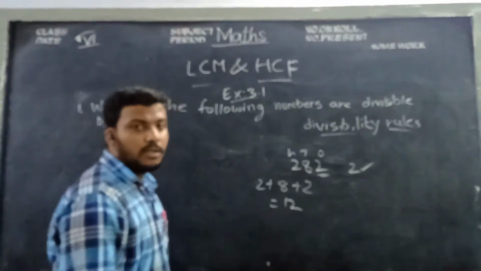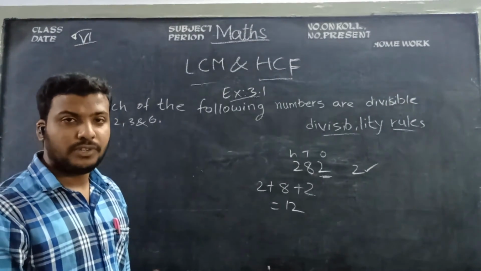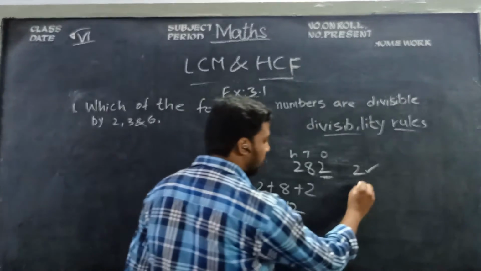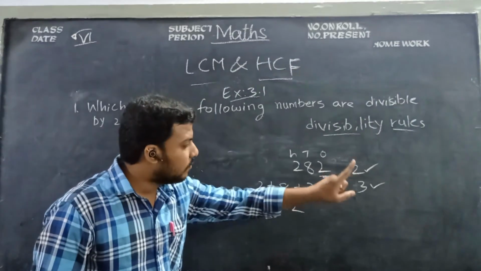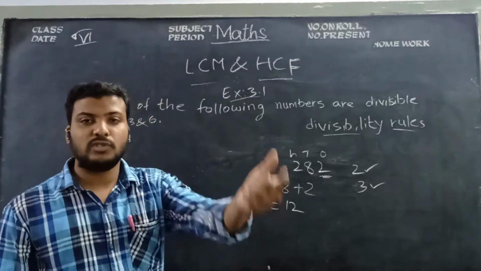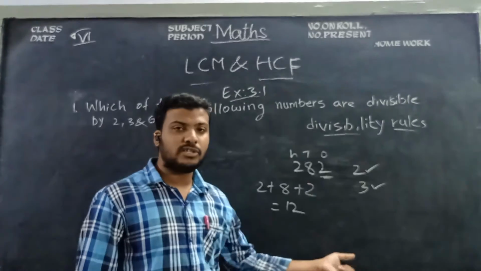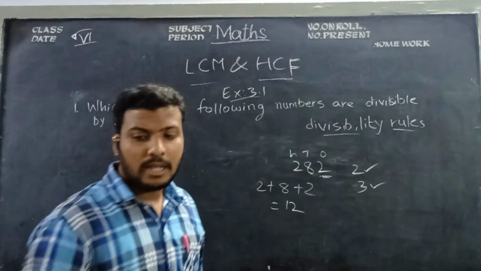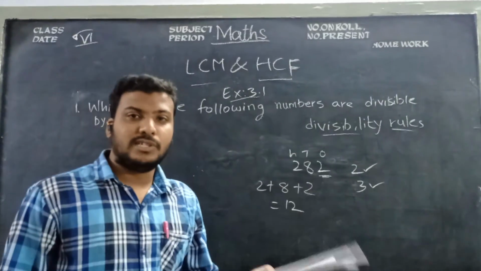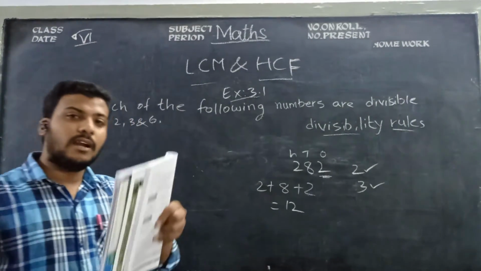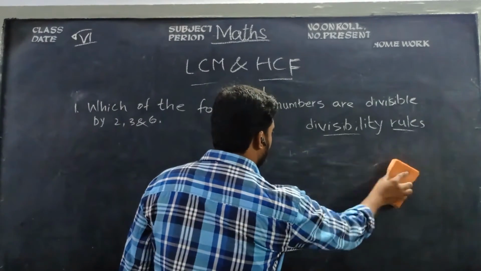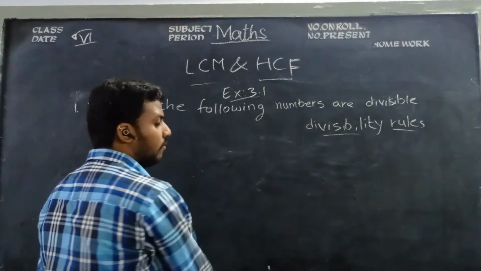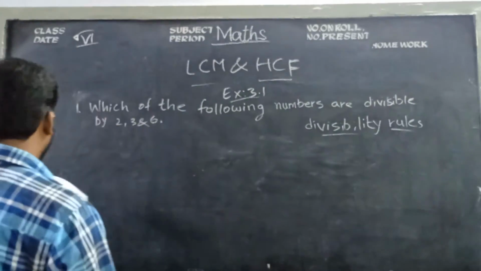You know that 12 is a multiple of 3. 3 fours are 12, no? So it is also divisible by 3. So it is divisible by 2 as well as 3. So it is also divisible by 6, because 2 threes are how much? 6 only, no? So like that, if any number is divisible by 2 and 3, that is also divisible by 6, children. So I will do some problems from this Roman one, children.